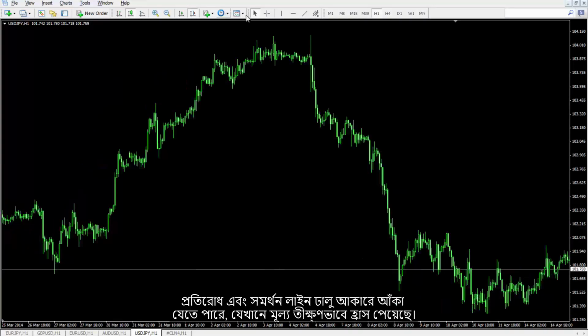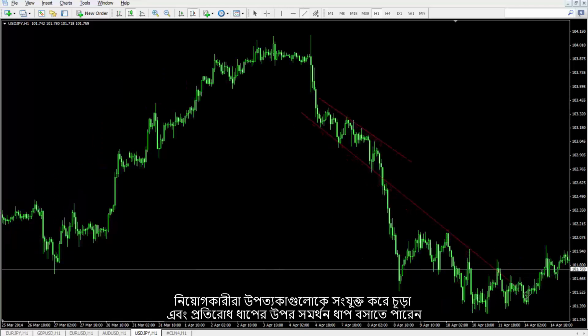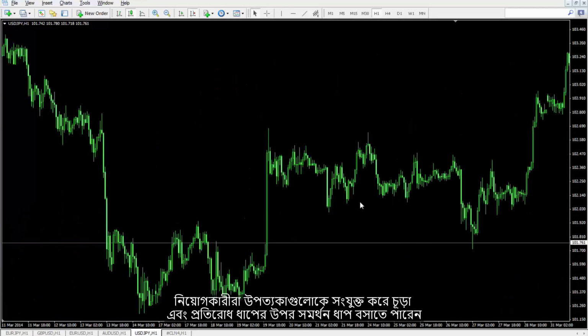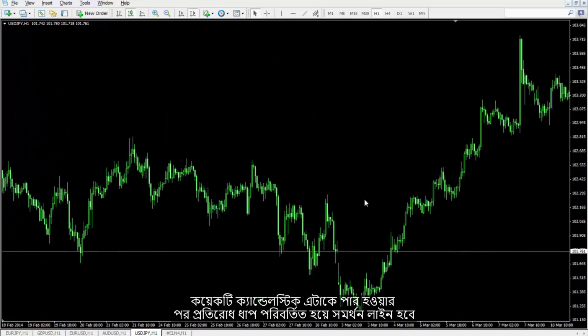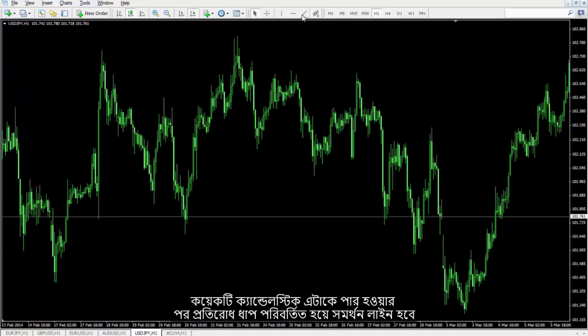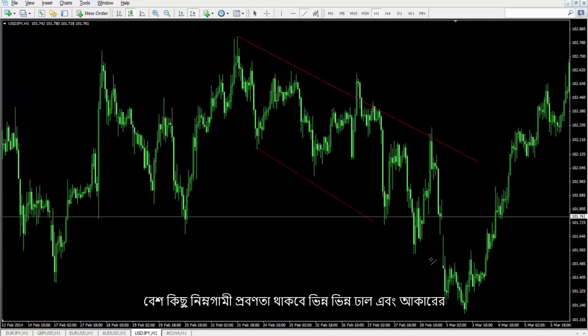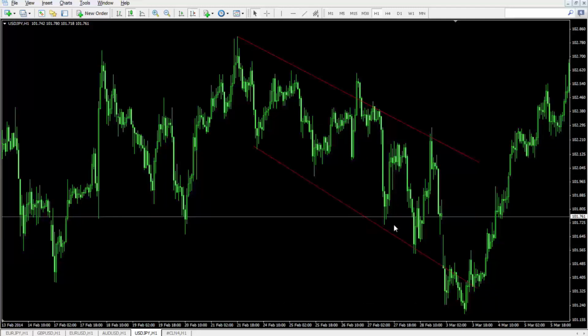Resistance and support lines can be drawn on a steep form, where price has decreased sharply. A trader can place support level on peaks and resistance levels by connecting valleys. The resistance level has transformed to a support line after some candlesticks passed it. There would be multiple downward trends with different slopes and shapes.